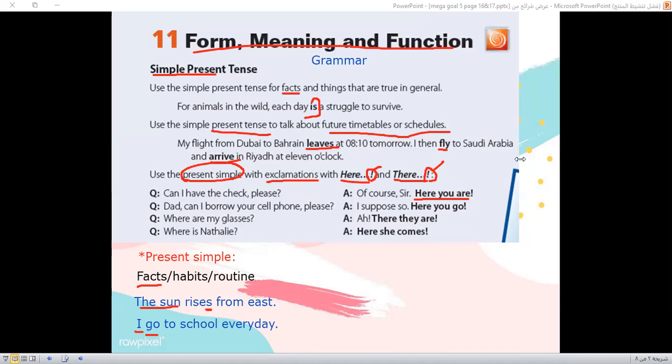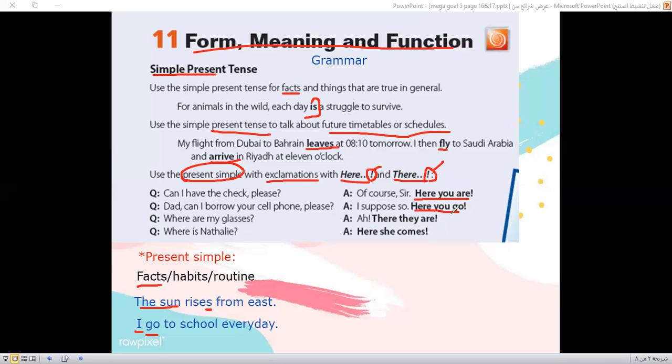Yes, somehow, Lilas. It also means تفضل. So I will give you something. Instead of saying I'm just going to give it to you, I can say, here you are. Also, you can say: Dad, can I borrow your cell phone, please? I suppose so. Here you go. And then he gives it to me. Here you go, we can use it too, and it means the same thing as here you are.